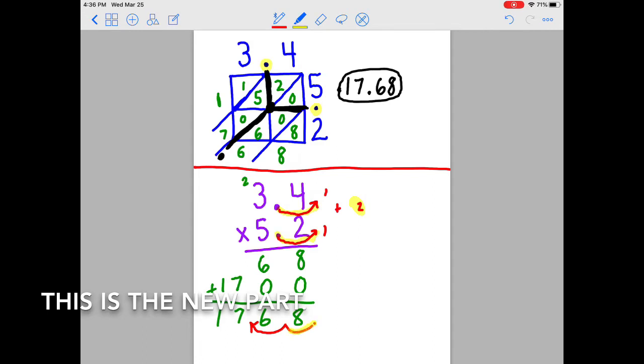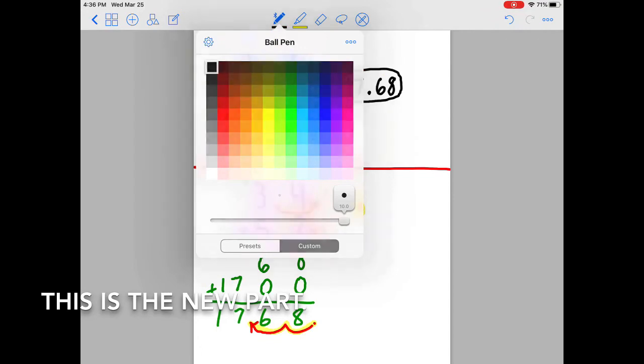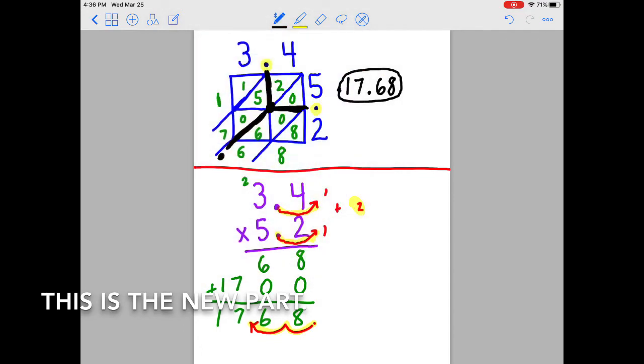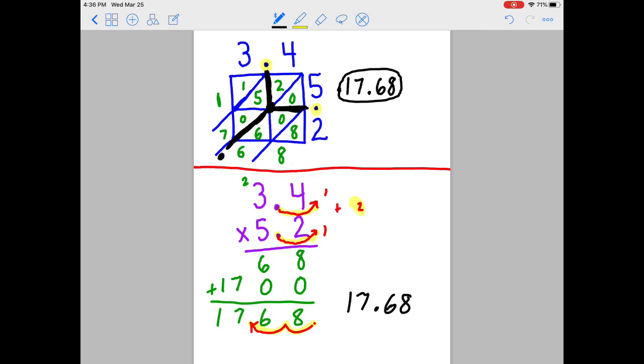So since I moved it 2 times, I'm going to move it 2 times in my answer, and it goes right there. And take a look. That's exactly what we got at the top. My answer is going to be 17.68. So I did the same problem 2 times, okay? And I got the same answer both times, okay? So I want you guys to take a look at both ways.